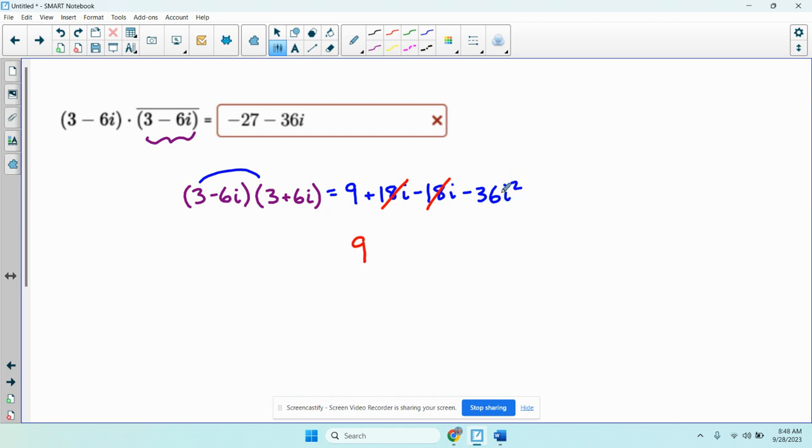I squared becomes -1 because i is the square root of -1. If I take i squared, that becomes -1. So I have -36 times -1, which is positive 36, which gives me a result of 45.